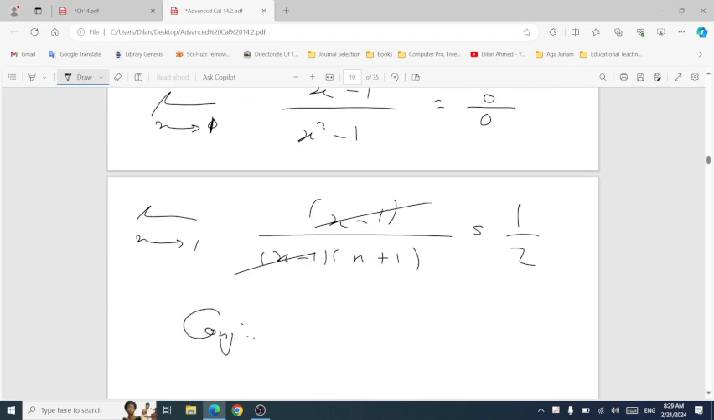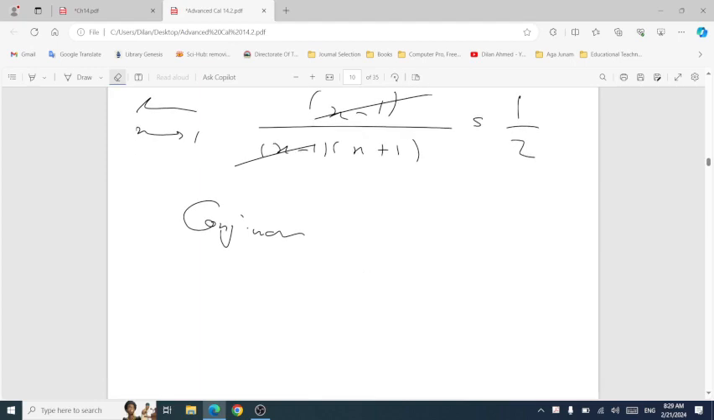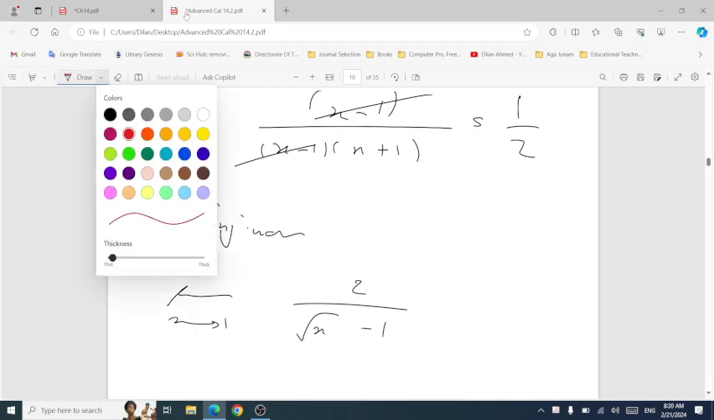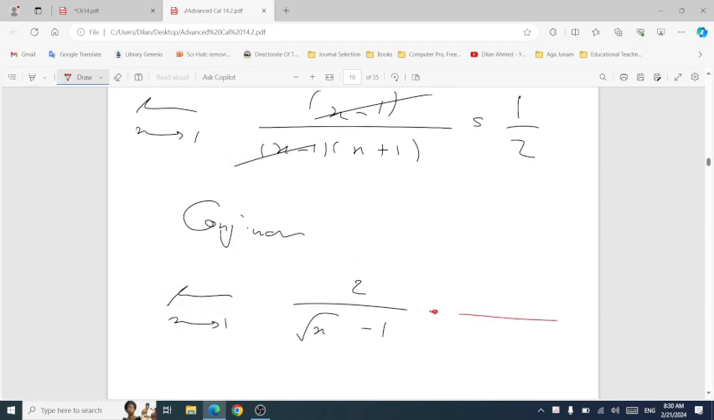Or sometimes you say what? Using the conjugate. Conjugate, you remember? For example, you have the square root of x plus 1, minus 1. In that case, there is no simplification, right? We say we are going to multiply by the conjugate. What's the conjugate?